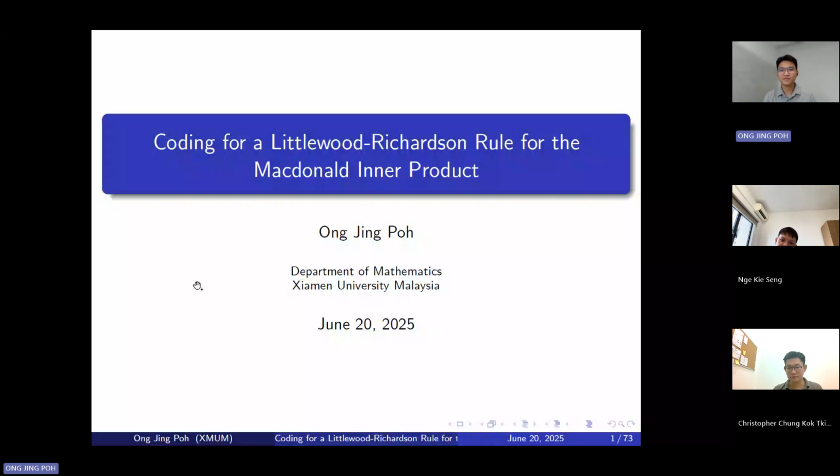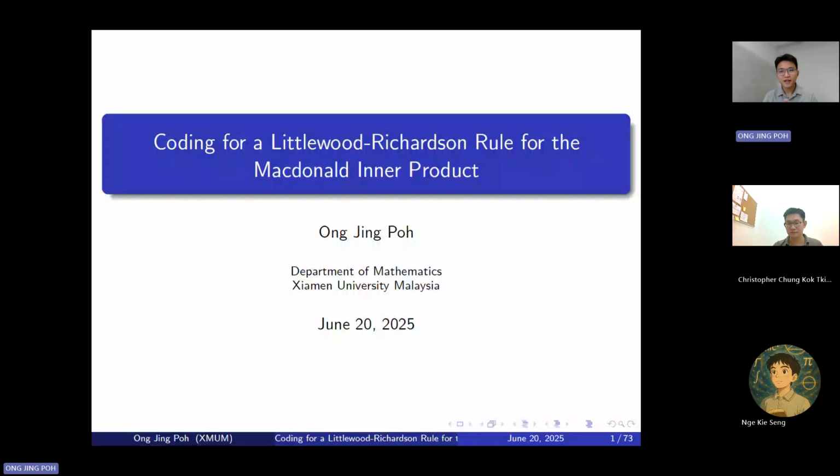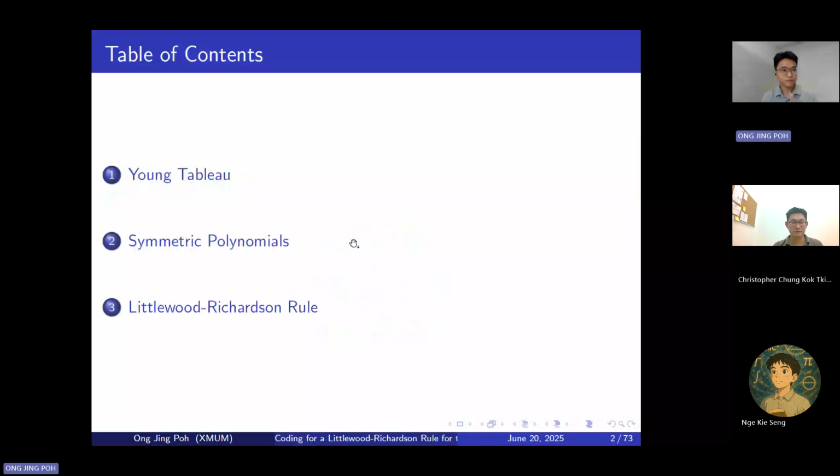Good evening to my supervisor, Dr. Ni, and my examiner, Dr. Christopher. And now I would like to present my final year project on the topic coding for Littlewood-Richardson group for the Macdonald inner product. This presentation involves three parts: Young table, symmetry polynomial, and Littlewood-Richardson group.